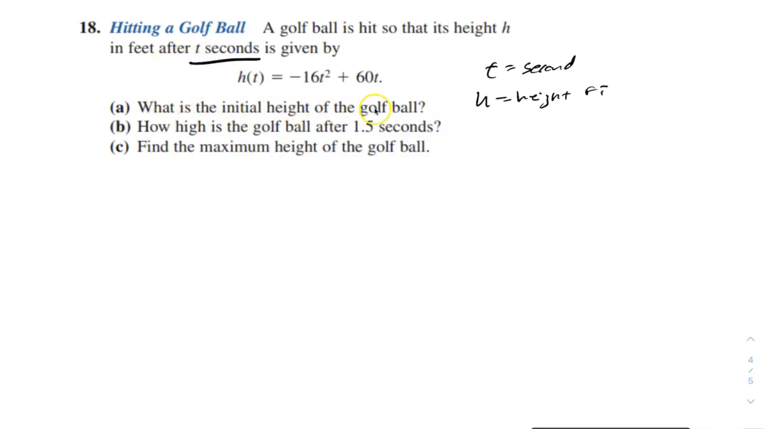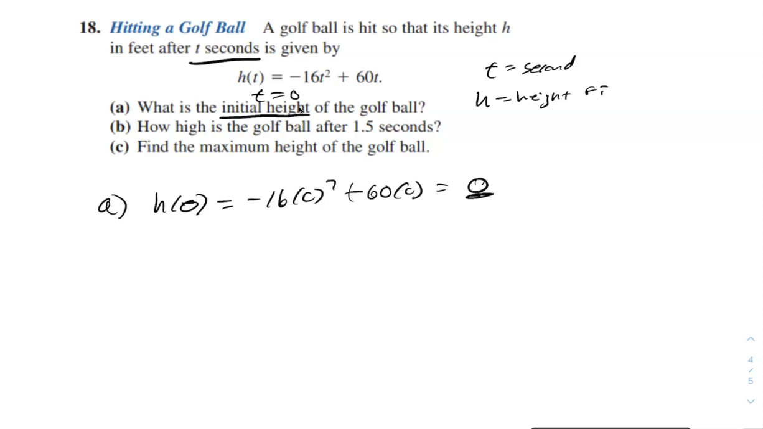What is the initial height of the ball? So the initial height means that's when time equals 0. So for a, we're just going to plug in 0. So I get negative 16 times 0 squared plus 60 times 0. And actually just get 0, because we haven't hit the ball yet, so it's still at the ground. So 0.